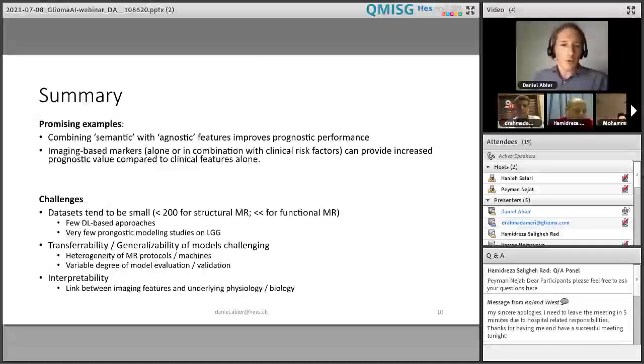Lastly, there's the question of interpretability. Now, clearly using functional features or easily explainable semantic features helps here. But if we want to explore more complex relations between imaging and complex predictors based on features that are not visible to the human eye, we need to keep in mind to make this link to the underlying physiology and biology.